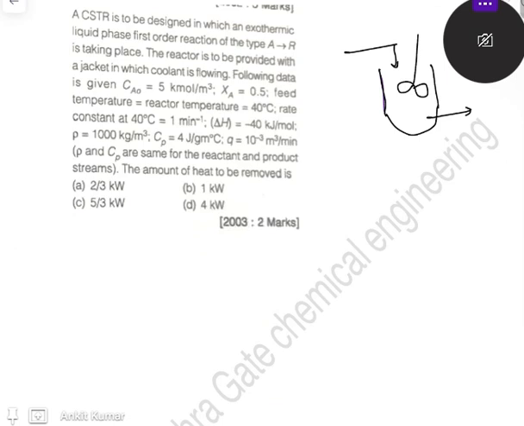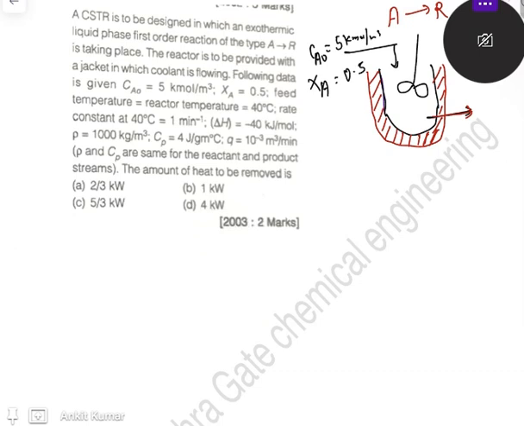The reactant A is getting converted into product R. The reactor is to be provided with a jacket in which the coolant is flowing, in order to maintain the adiabatic condition. So that's why this is given to you. The inlet concentration of reactant A is given as 5 kilomole per meter cube, and the conversion of the reactant in this reactor is 0.5.